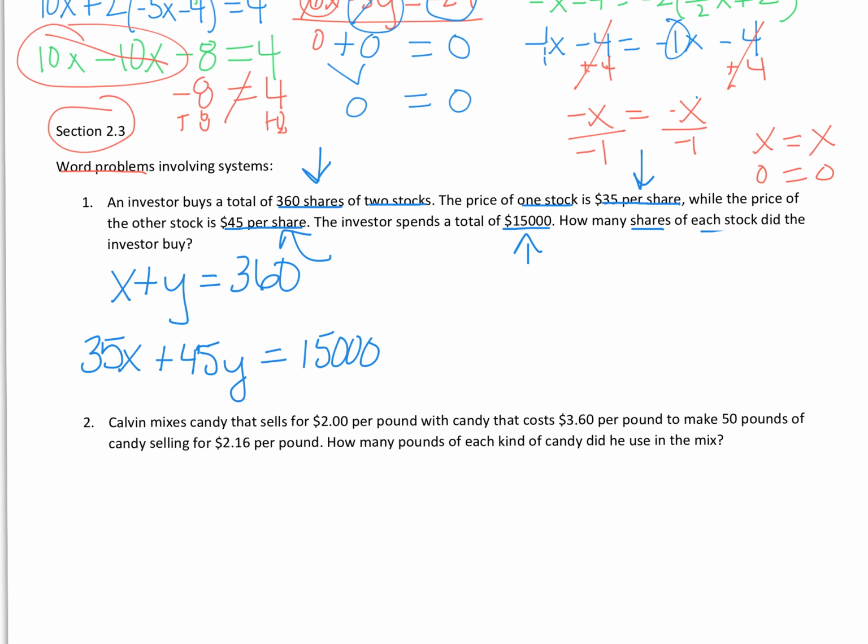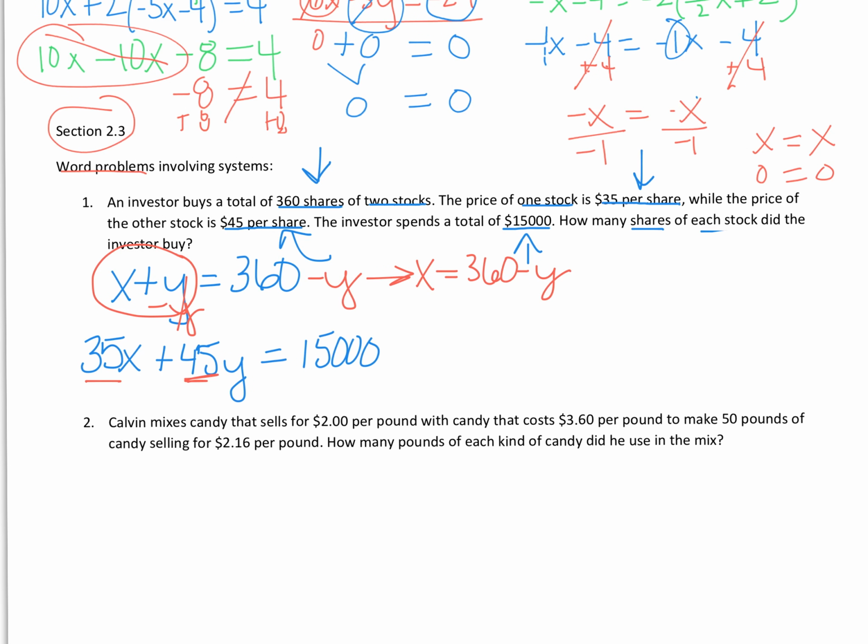So honestly, my suggestion with these, especially when you have variables that are by themselves, even though they're on the same side, I would just move one to the other side. So I subtract y on one side, subtract it on the other. Now this new equation is x equals 360 minus y. And the reason I did that is because now substitution is going to be so much easier. If you try to do elimination, you're going to be multiplying by like 35 or 45, and those are going to get you some big numbers. And the bigger numbers, the bigger chance for error. So I would do substitution.